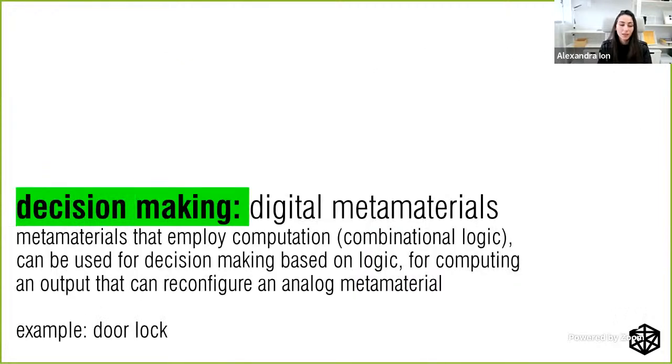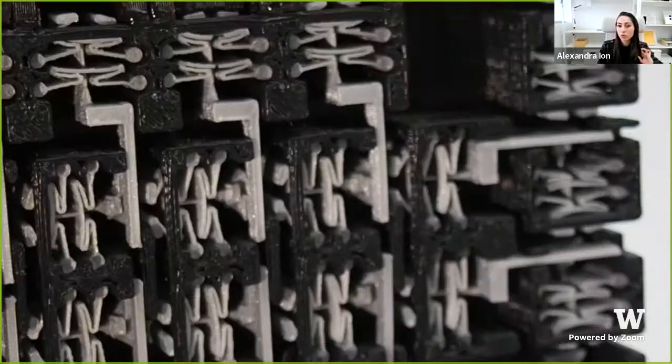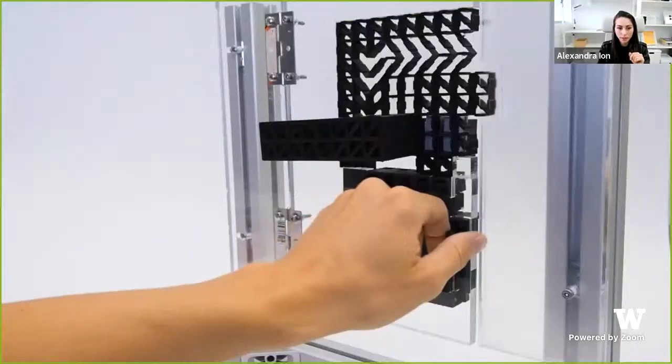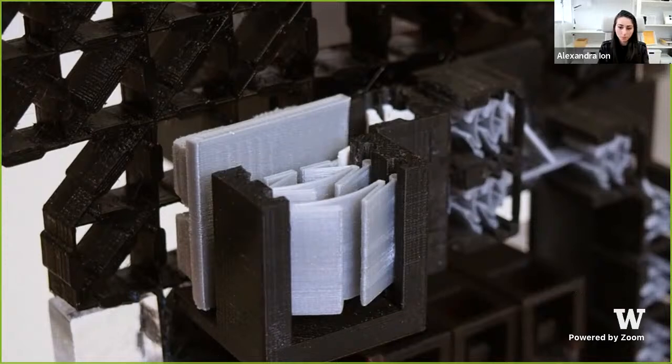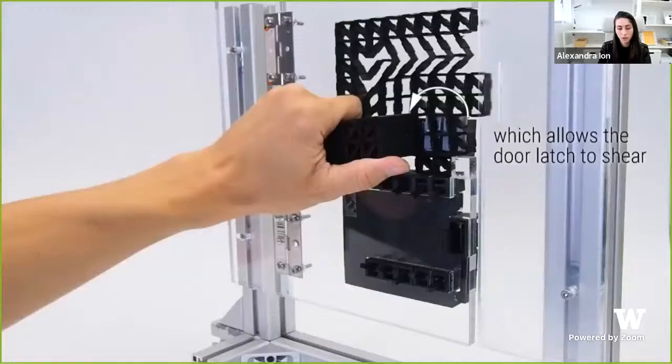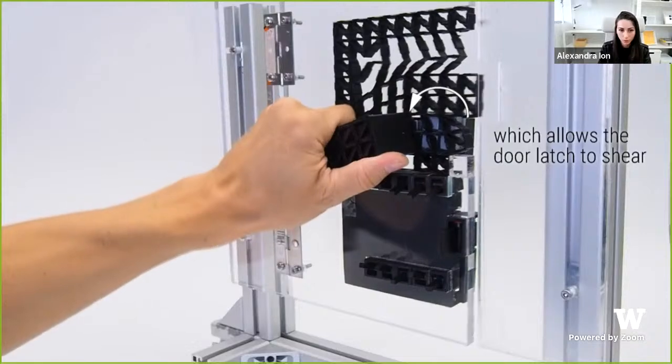Okay. So the other major thing that we're working on is materials that can make decisions. So materials that can employ computation, combinational logic, such that you can have a simple input and then they decide what the complex output should be. Here's one quick example, which is a door lock. Users input the code, and then only if that code is correct, this blocker is pulled out such that the door latch is unblocked and people can open the door.